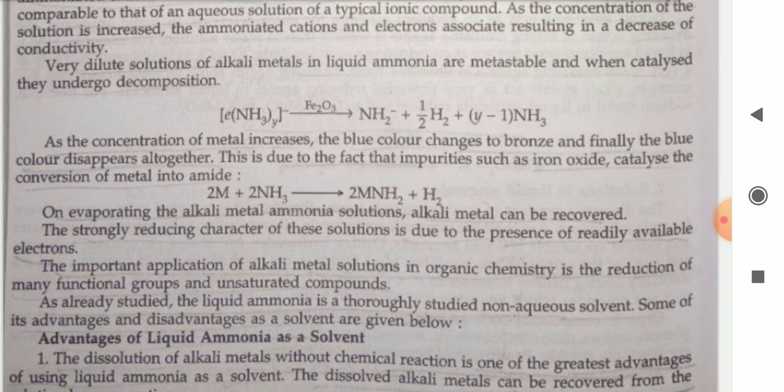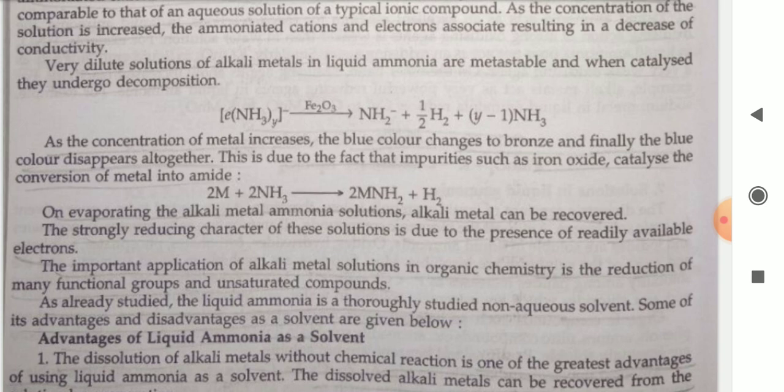2M plus 2NH3 gives 2MNH2 plus H2. On evaporating the alkali metal ammonia solution, the alkali metal can be recovered. The strongly reducing character of the solution is due to the presence of readily available electrons. The important application of alkali metal solutions in organic chemistry is the reduction of many functional groups and unsaturated compounds.